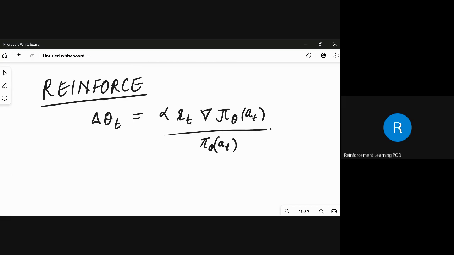So this formula I'm directly borrowing from sir's slide, and I'll explain it briefly. This is the change in your parameters theta. Alpha is your learning rate, how small or how large a step you want to take in order to learn your parameters. R_t is the reward you receive at time step t. And this is the gradient of pi theta if you take action a_t, and this is the policy value.